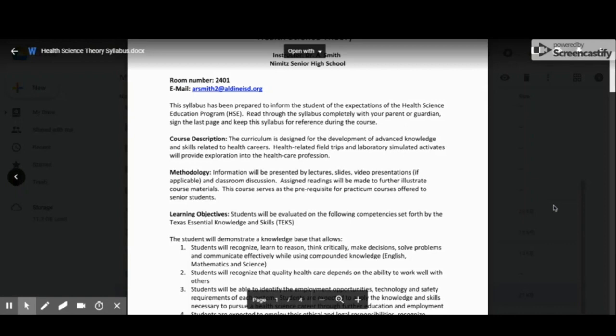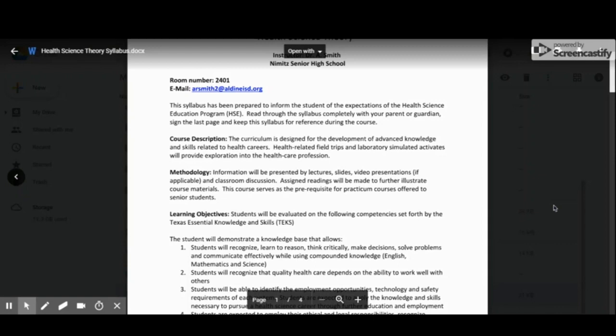This syllabus has been prepared to inform you as a student of the expectations of the health science education program. Please read through the syllabus completely with your parent or guardian, sign the last page, and keep the syllabus for reference during the course. The description. The curriculum is designed for the development of advanced knowledge and skills related to health careers. Health-related field trips and laboratory simulated activities will provide exploration into the healthcare profession.